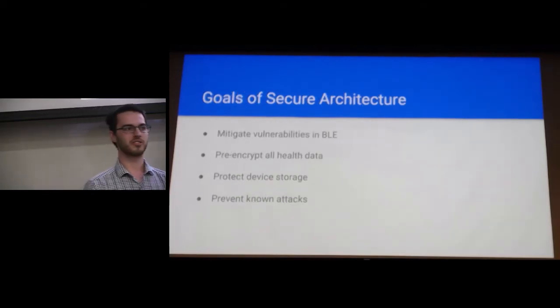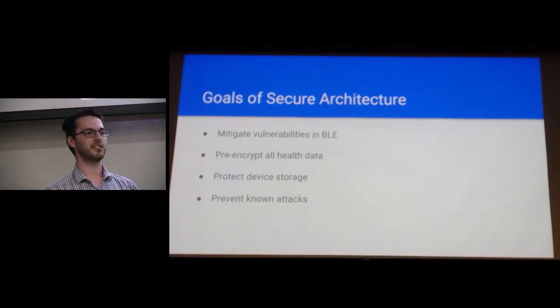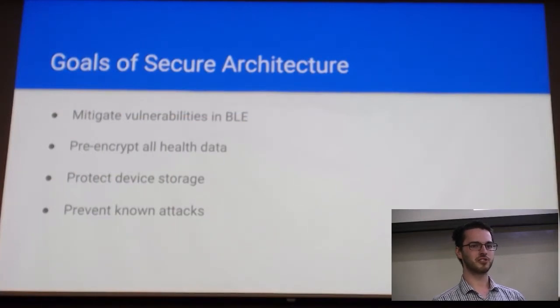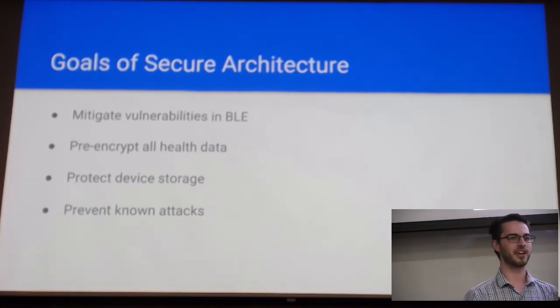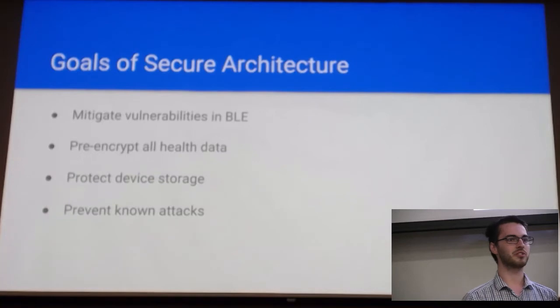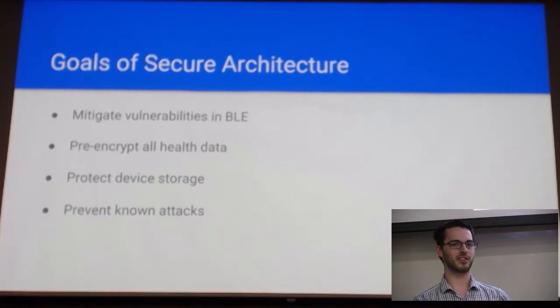So our main goals for the prototype are to mitigate the extant vulnerabilities in Bluetooth Low Energy. Mainly, there are security protocols built into the transmission standard, but they have been thoroughly broken with several sample attacks, which we'll be getting into in a couple of minutes. We plan on doing this by pre-encrypting all of the health data that is being sent between the devices, encrypting the device storage such that we can save hours of sensor data safely, and then preventing the known attacks, which we will be testing in the next phase of the project.